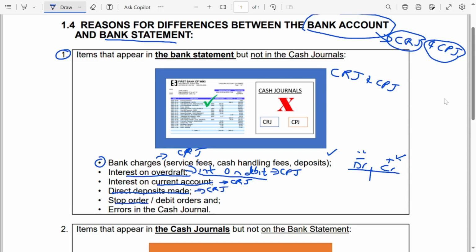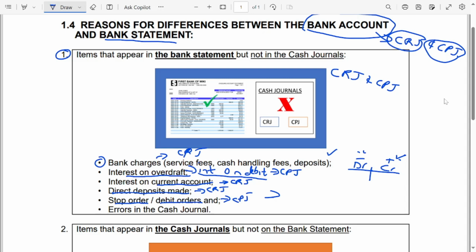So we have a stop order or the debit order. Stop order or debit order. So this one here is recorded in a CPJ. For example, we use a stop order or a debit order maybe when we have an insurance. So we make an agreement with the insurance that they will be debiting or taking a certain amount from our bank account. So when they are doing that, it's a payment, but with a stop order or a debit order. So it is recorded in a CPJ.